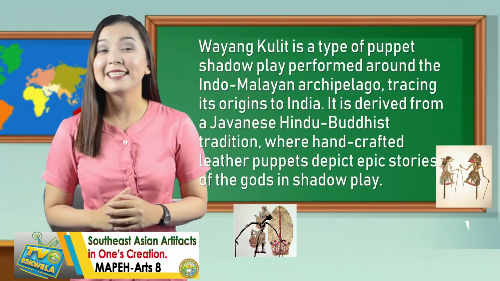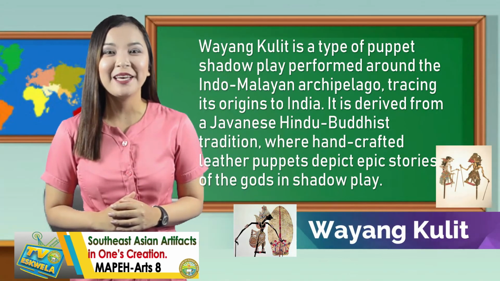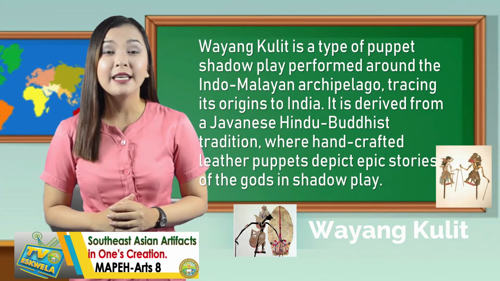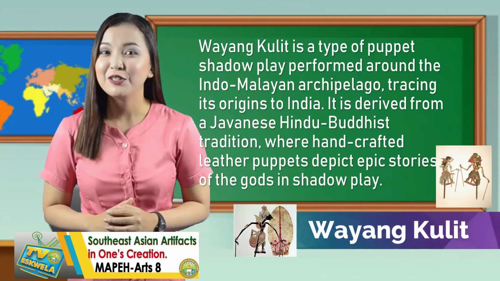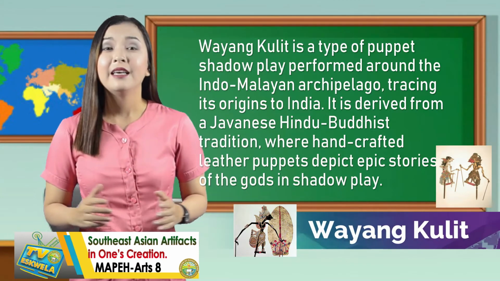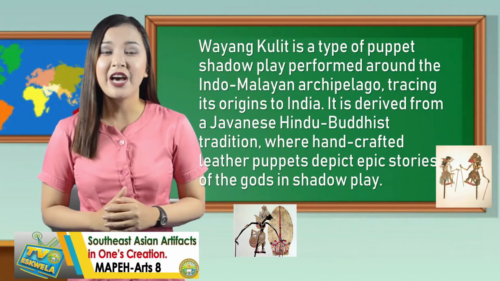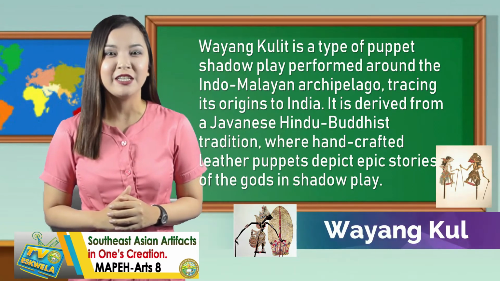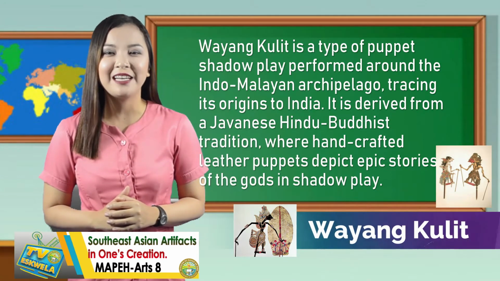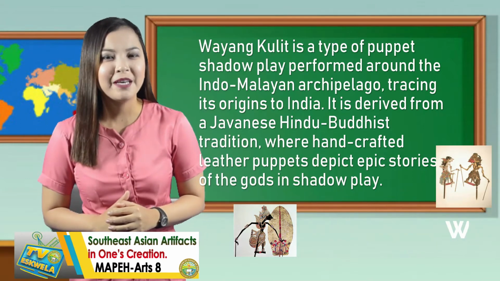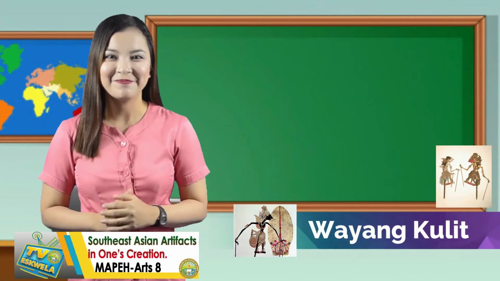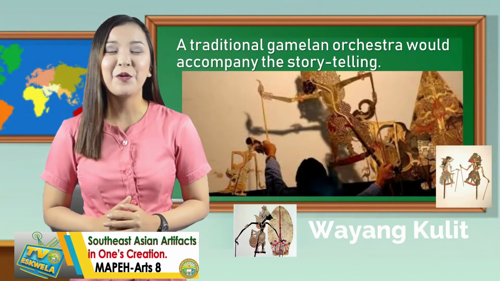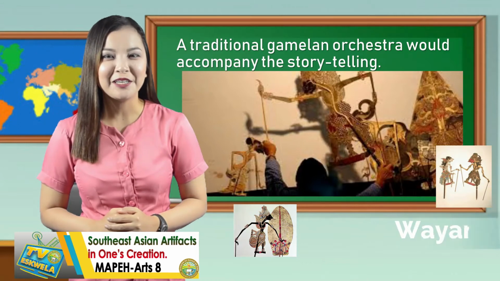Wayang kulit is a type of puppet shadow play performed around the Indo-Malayan archipelago, tracing its origins to India. It is derived from a Javanese Hindu-Buddhist tradition where handcrafted leather puppets depict epic stories of the gods in shadow play. A traditional gamelan orchestra would accompany the storytelling.